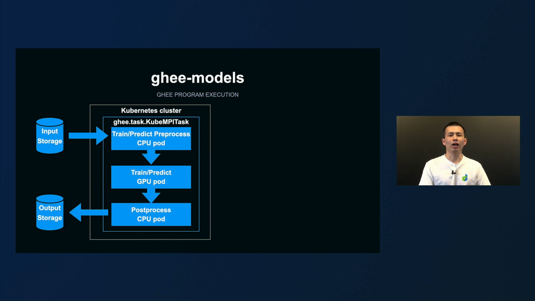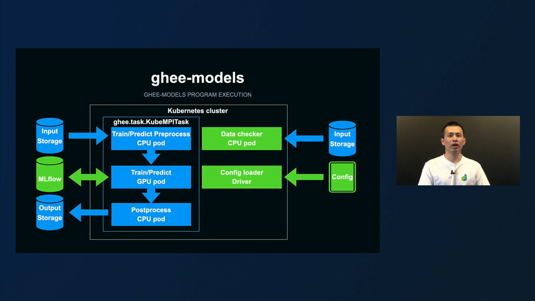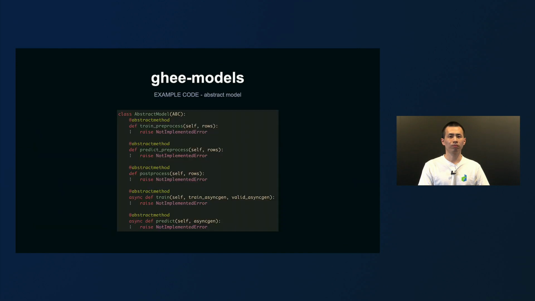I will now tell you about the concrete implementation and design. This picture is the Ghee execution process, which was shown previously. Based on Ghee, we implemented ready-for-use pre-process, train, predict, and post-process functions into Ghee models. We also put in a data checker to check if the data format is correct, as well as a config loader. To manage the model, we also included MLflow.